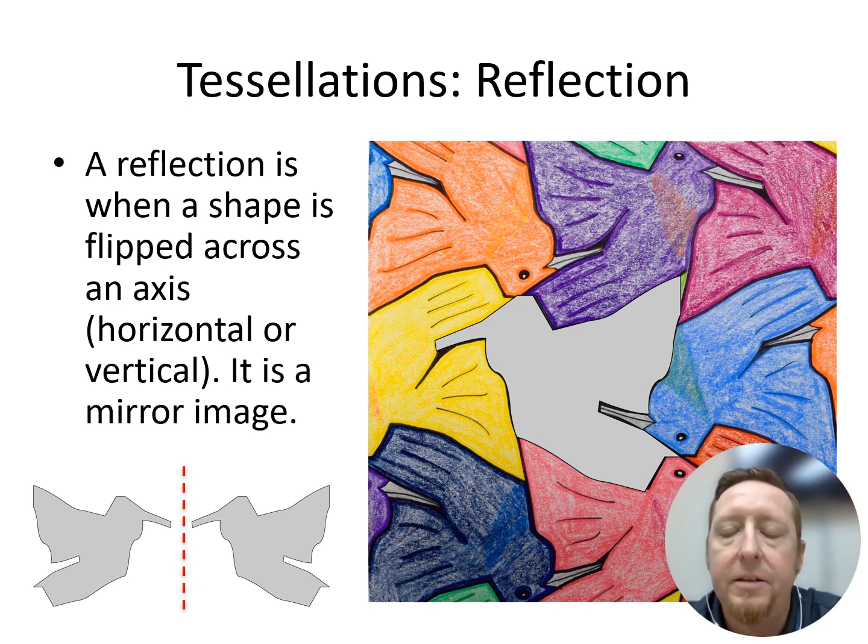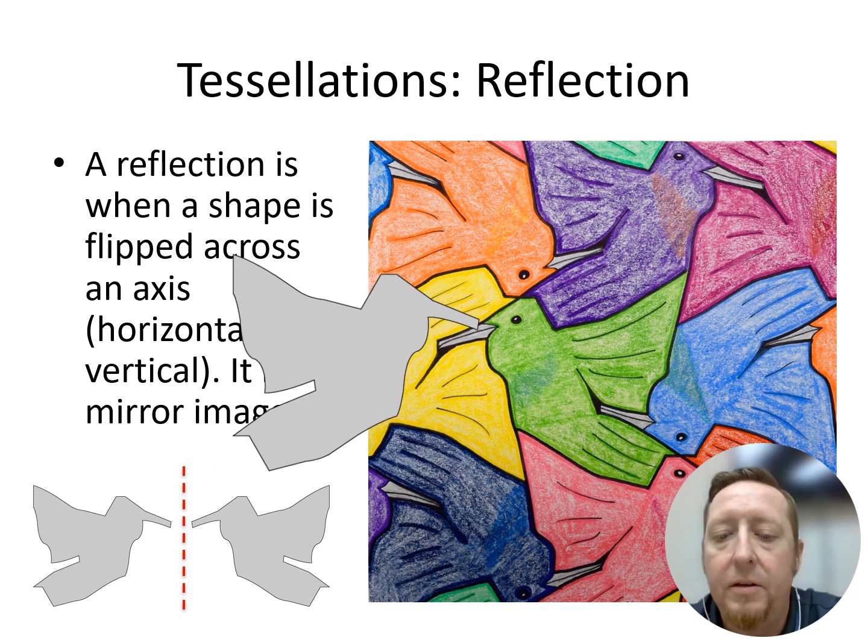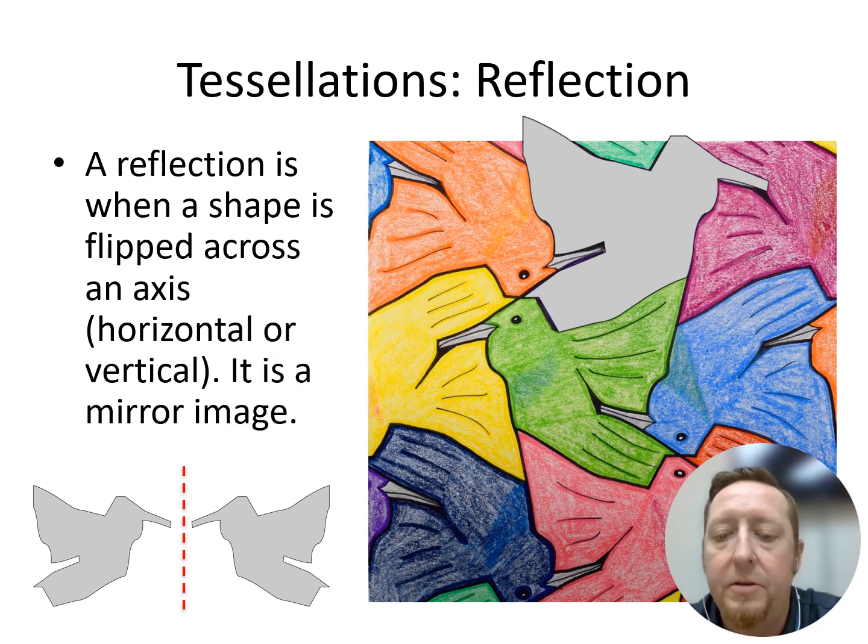And finally, a reflection tessellation is when we flip it across a horizontal or vertical axis, and this is kind of like a mirror image. So we'll just flip that bird right over and switch him over to the top.